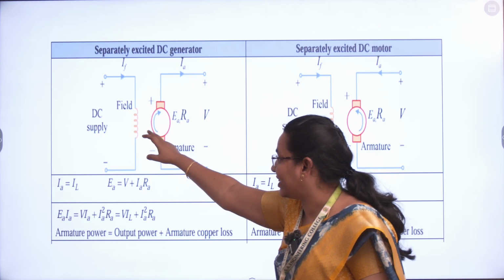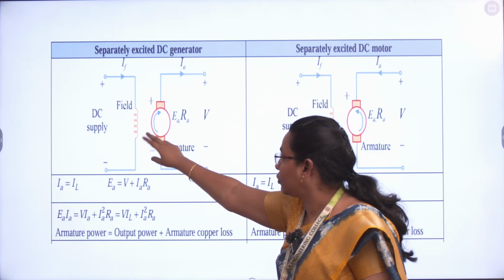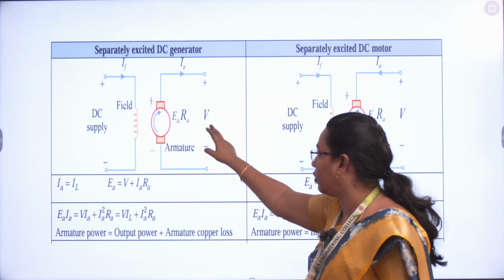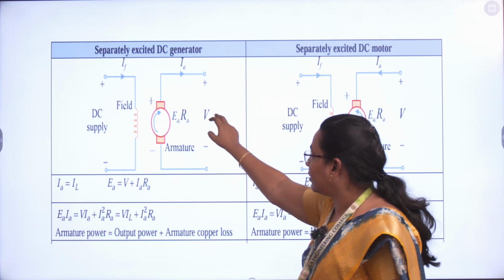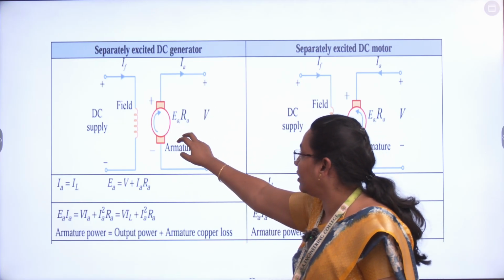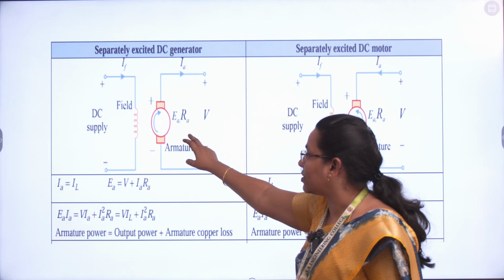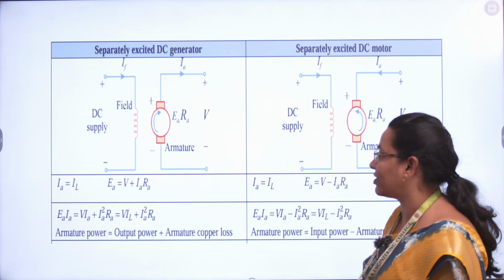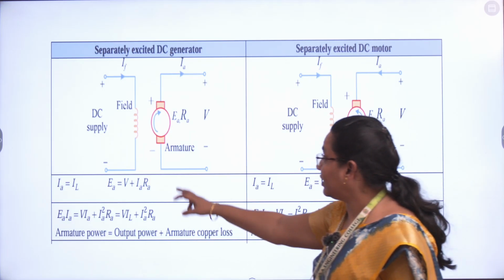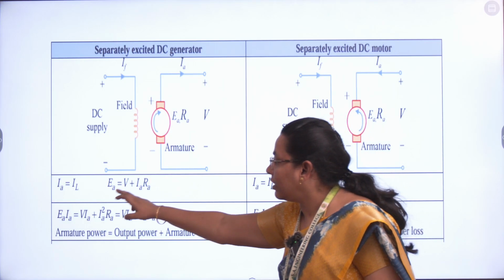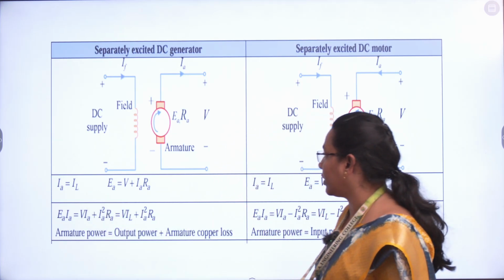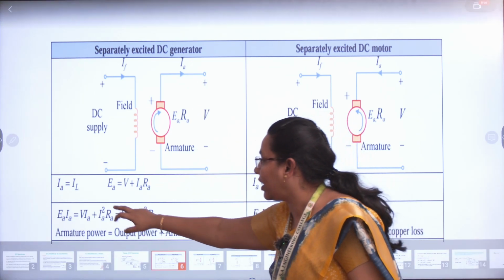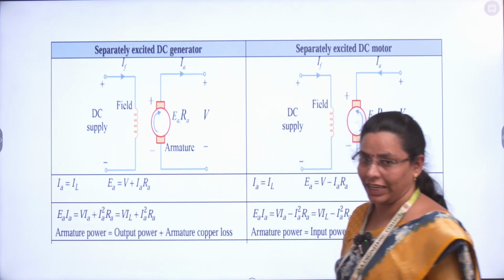Once the winding gets excited, this winding should cut the armature conductor and EMF should be produced. That voltage is connected to the load. So V is the terminal voltage, EA is the EMF, RA is the armature resistance, IA is the armature current, IF or ISH is the field current or shunt current. In this separately excited motor, armature current should be equal to the load current because this is the load path. Both are connected in series. In series, IA as well as IL both are the same.